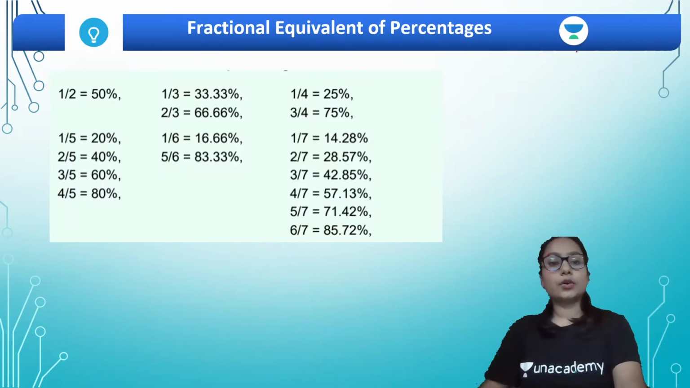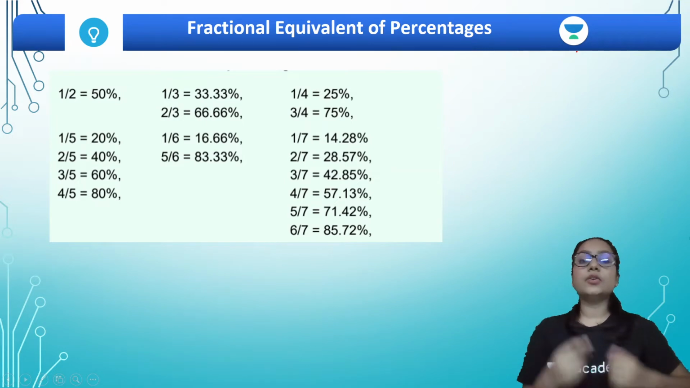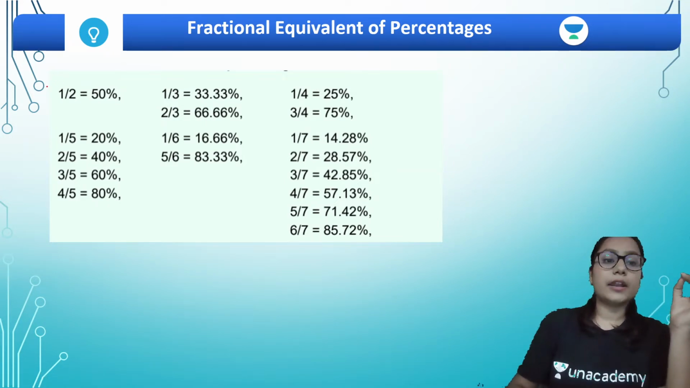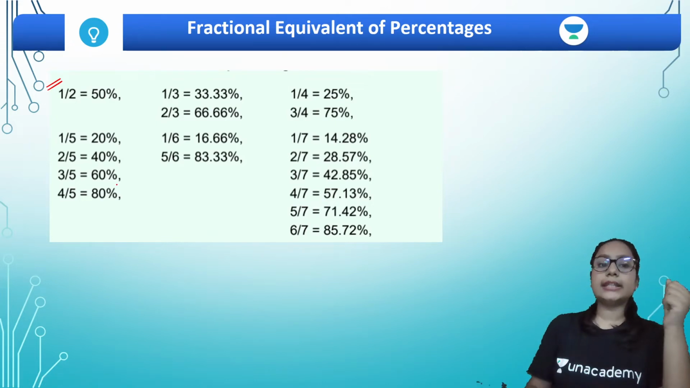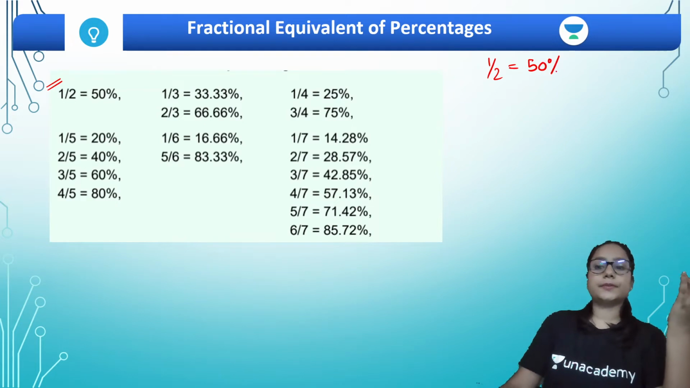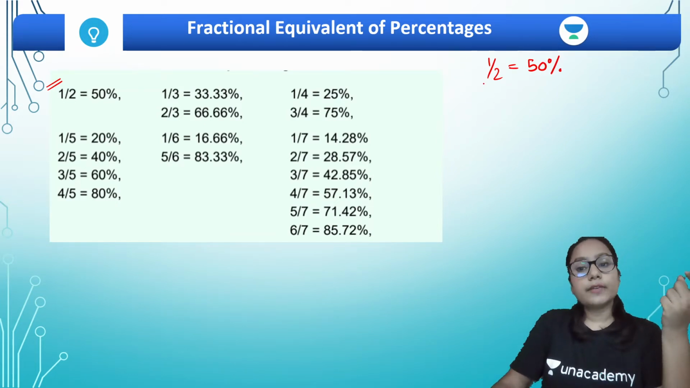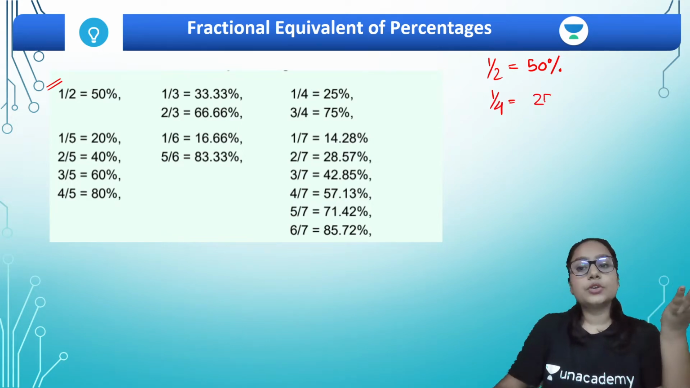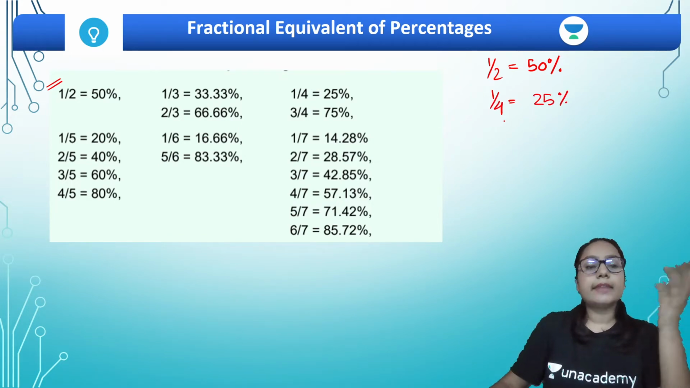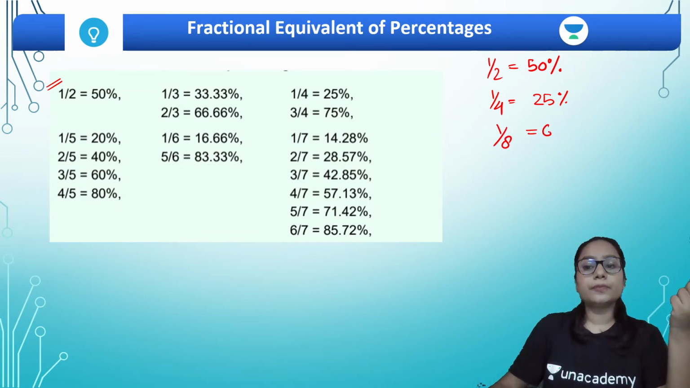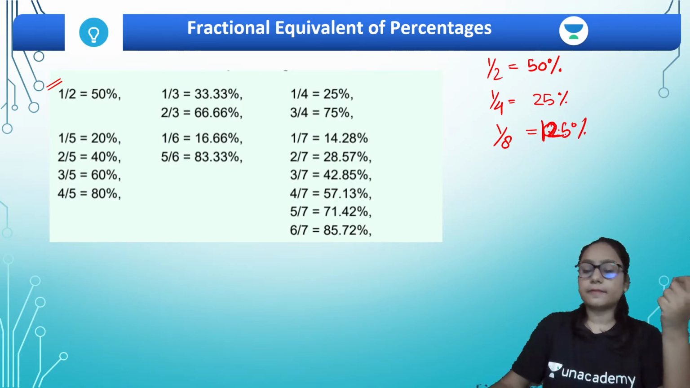All right. Now let us see how you can learn the fractional equivalents of percentages. So we have 1 by 2, the easiest one, half. We know that half is equal to 50%. Now, if you divide both sides by 2, what do you get? 1 by 4 is equal to 25%. Again divided by 2, what do you get? 1 by 8 is equal to 12.5%.